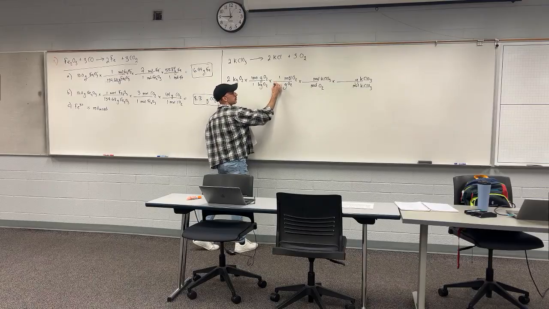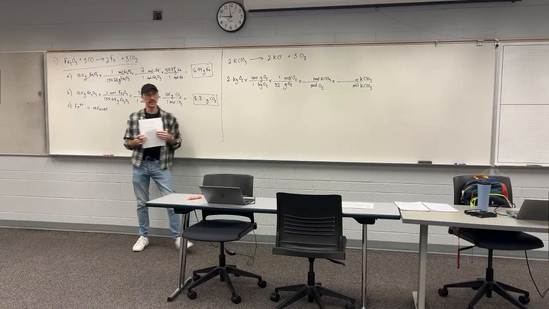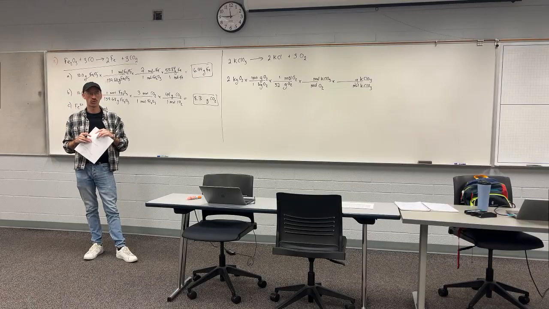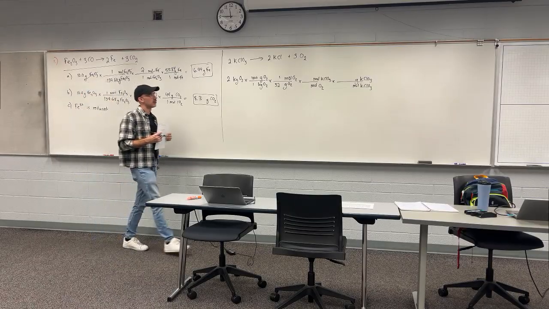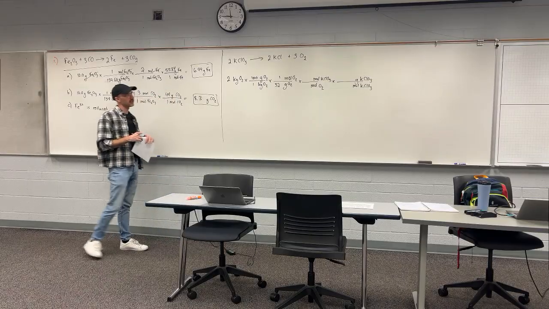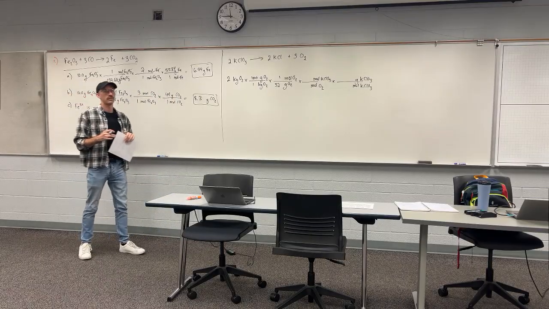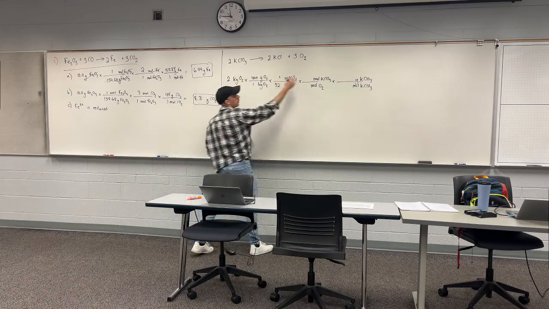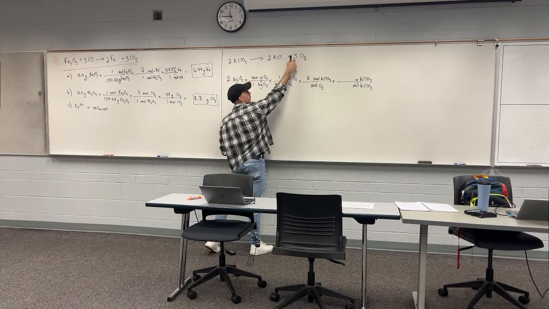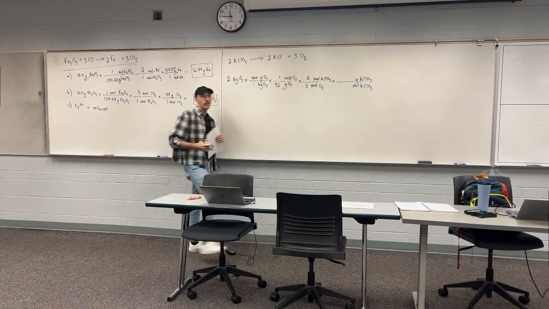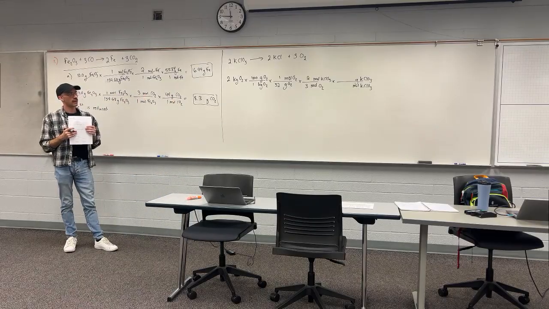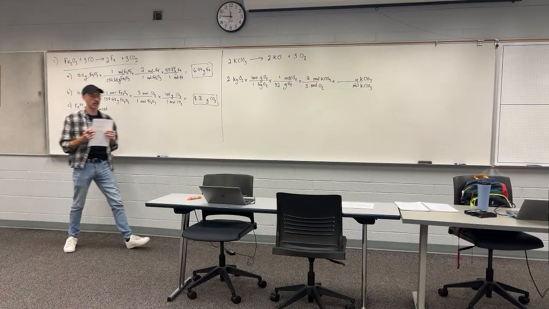How'd you get 32? When I look at the periodic table, oxygen has a molar mass of 16. Good. O2, 2 times 16. What's your mole ratio of potassium chlorate to O2? Good. Coefficient 2 for chlorate, coefficient 3 for O2. And your last conversion factor, molar mass of potassium chlorate?